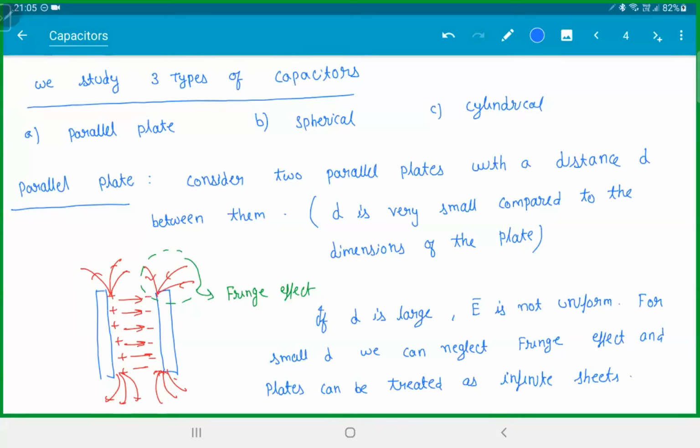Any doubts on this fringe effect, please ask. Clear? So, can I turn the page? Sure, 1 minute. Yes, sir.